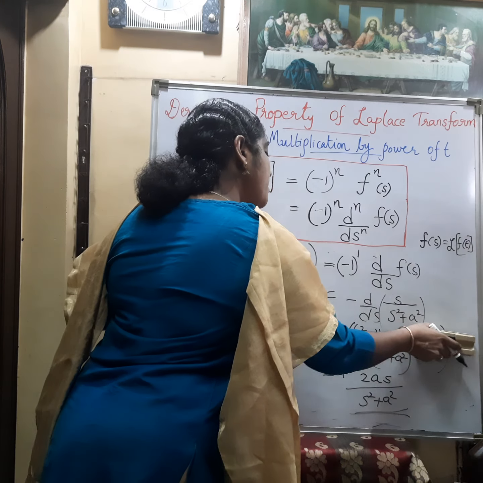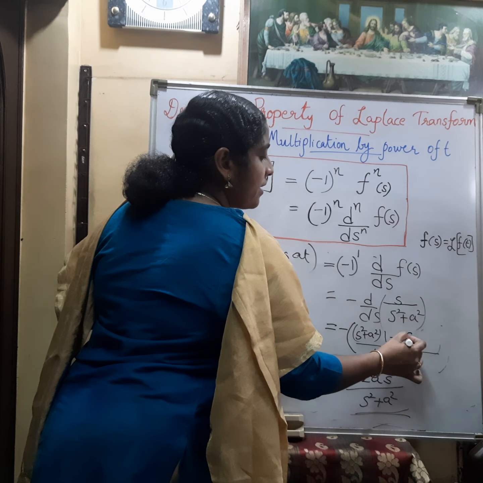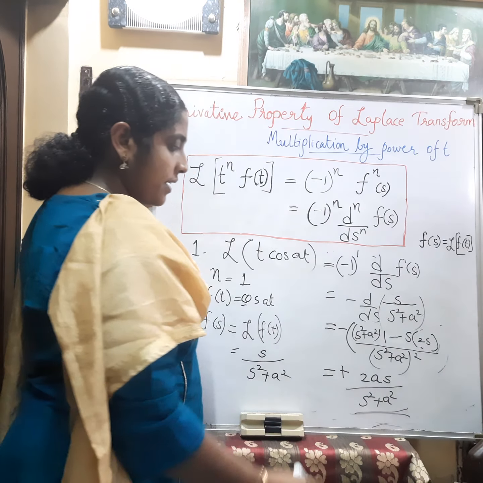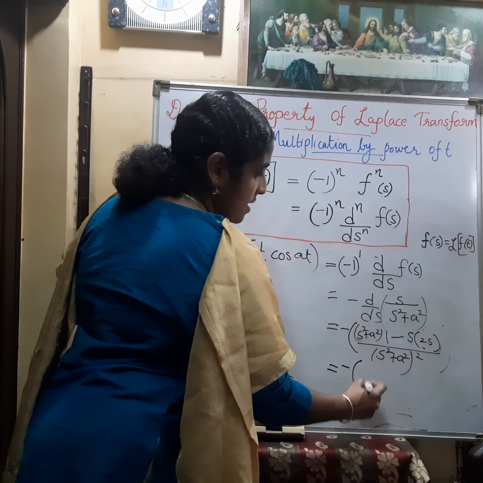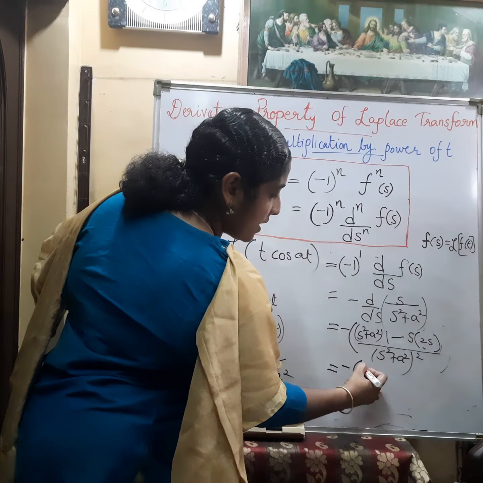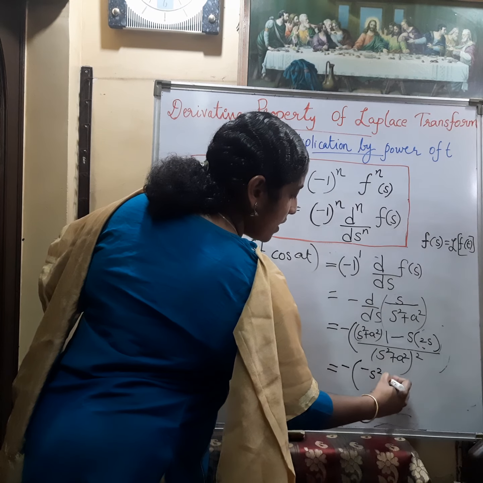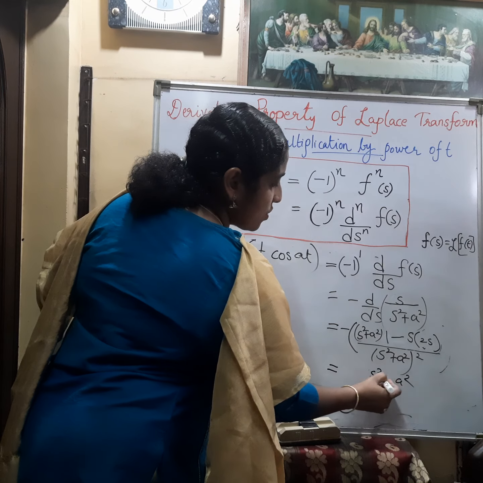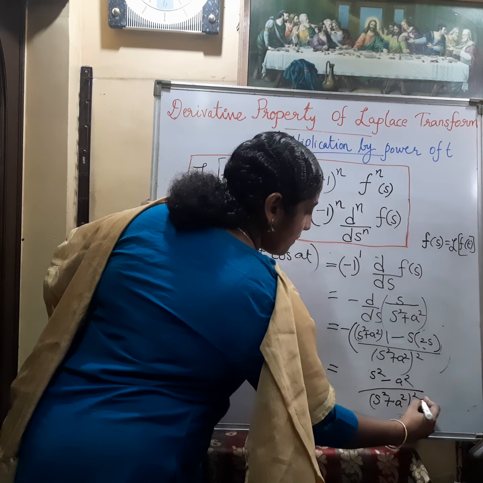So now follow the same quotient rule, that is denominator into derivative of the numerator, s derivative is 1, minus numerator into derivative of the denominator, that is 2s, divided by denominator square. That is, here it is minus, s square plus a square minus 2s square, that is s square minus 2s square is minus s square, here plus a square. Or when we take the minus inside, we will get s square minus a square divided by s square plus a square whole square.